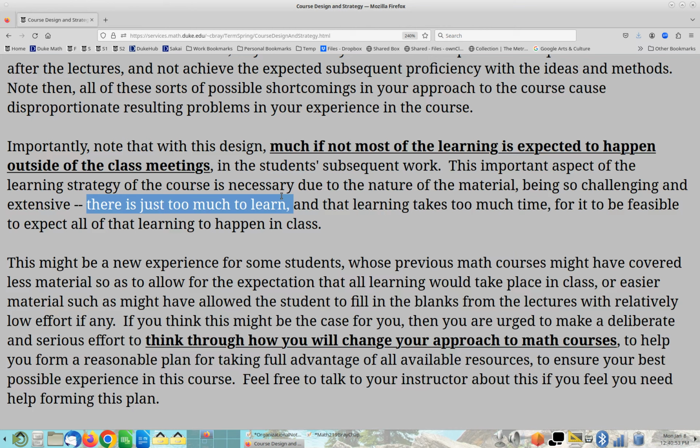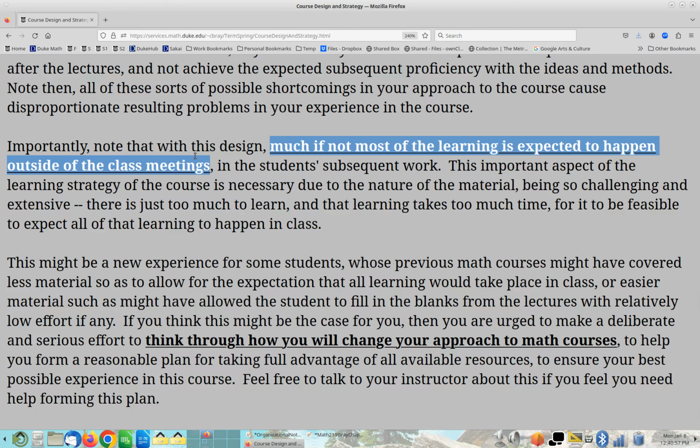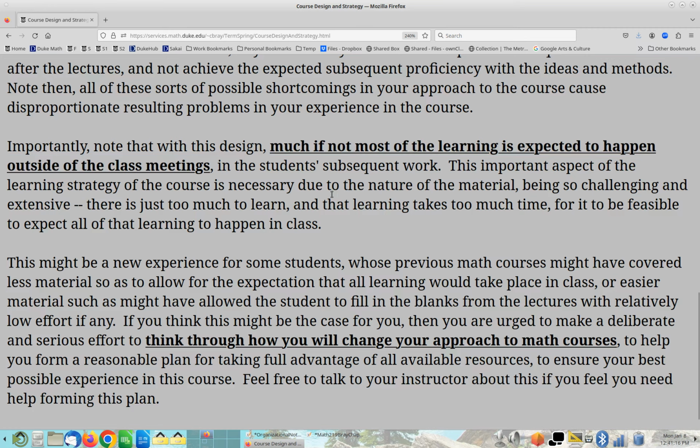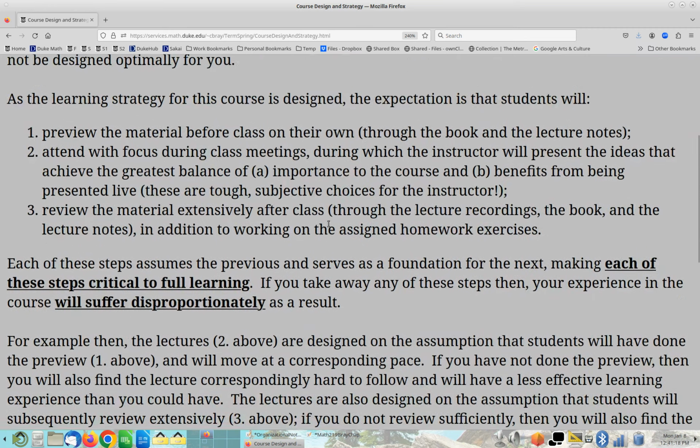That's not where student learning is happening. Student learning is happening outside of class also, arguably mostly outside of class, through watching the recordings, reading the lecture notes, reading the book, talking with study partners, going to office hours. There's so many different places where I'm expecting that y'all will learn, right? So anyway, it's very, very important to understand that this is the strategy.